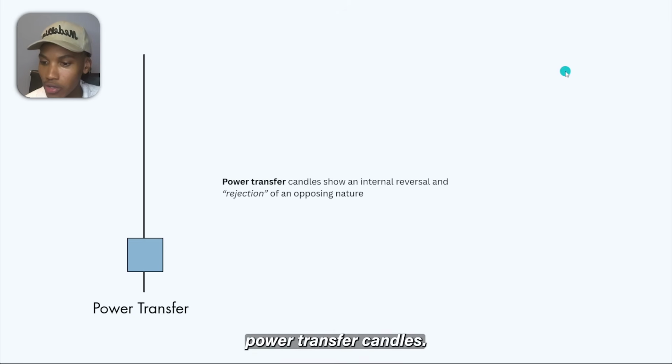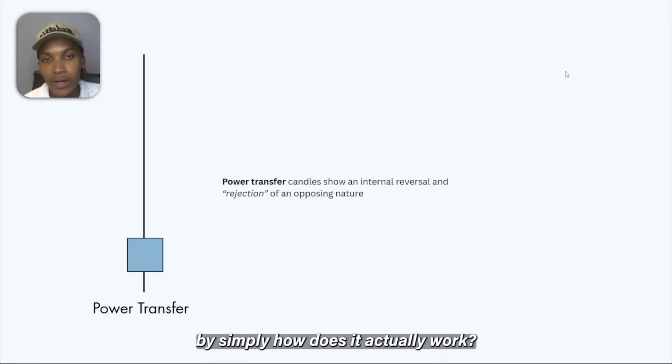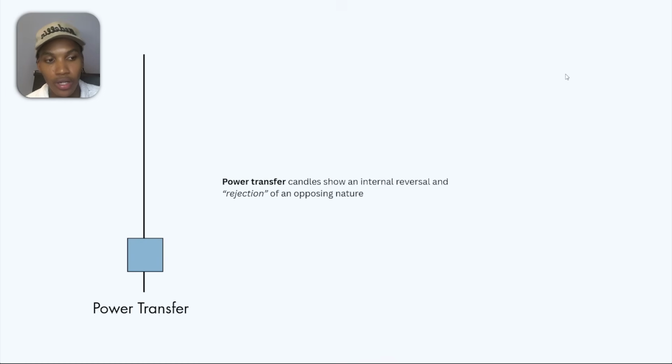Now let's go over our power transfer candles. These candles are known as the rejection that a lot of us have communicated it as. But simply, how does it actually work? It's by price creating an internal reversal by opposing the previous nature. Let's delve into this.